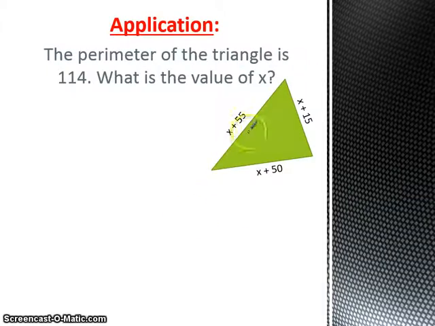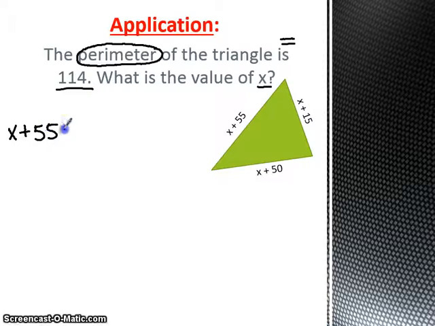Alright, let's look at another geometry example. The perimeter of the triangle is 114. What is the value of x? So all we're looking for is what x is. And again we see that the perimeter, which means to add up all the sides, is, which means equals 114. So let's add up all the sides. This side is x plus 55, so I'll write x plus 55. Plus, and this side is x plus 15, so x plus 15. And this side is x plus 50. And together that equals 114.